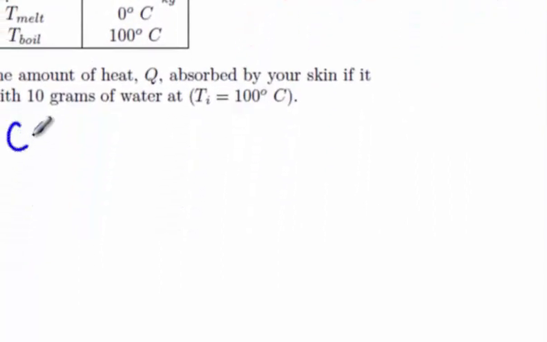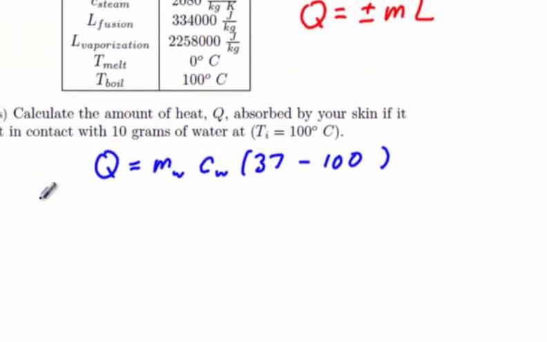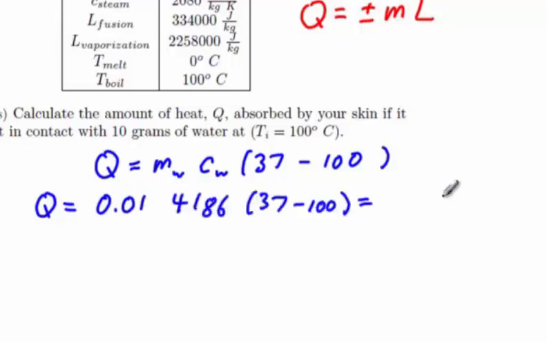So the amount of heat that we're trying to calculate will be equal to the mass of the water times the specific heat of water times the change in temperature. Change in is always final minus initial. And so the final temperature is 37 degrees, the same as your skin, with an initial temperature of 100. Plugging in the known value of 10 grams for the mass of the water and 4186 joules per kilogram Kelvin for the specific heat of water, we find that the heat change of the water is negative 2637 joules.